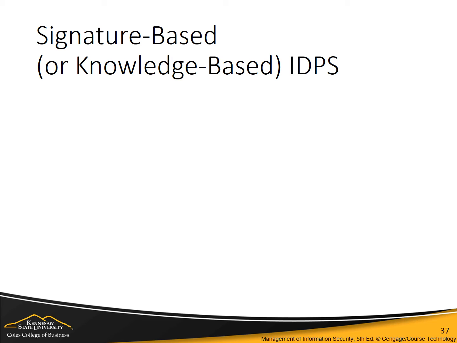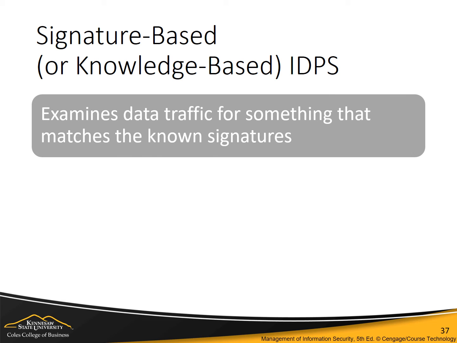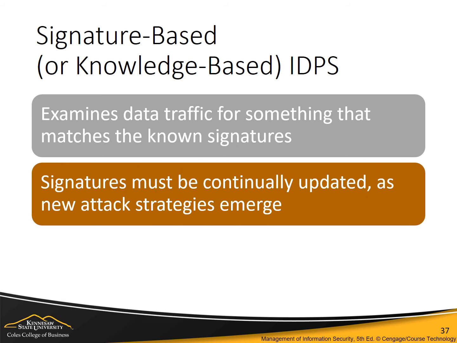A signature-based IDPS, or knowledge-based IDPS, examines data traffic for something that matches the signatures, which comprise pre-configured, predetermined attack patterns. It knows how past attacks occurred because the people told it, and it predicts future patterns from that. The problem with this approach is that the signatures must be continually updated as new strategies emerge. The bad guys also know the patterns and try to make them unrecognizable.